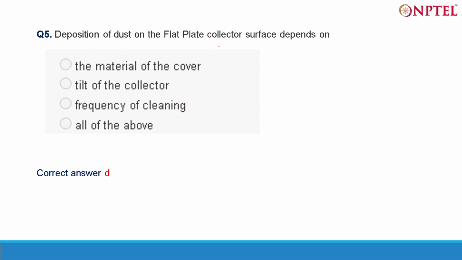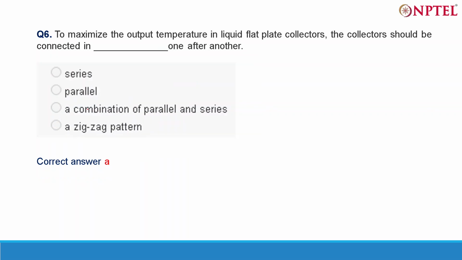The position of dust on the flat plate collector surface depends on what? It also depends on the material of the cover, your roughness will be there, and the tilt of the collector also. So less tilt, more dust deposition will be there. Frequency of cleaning is also a factor. So all of the above options is the answer.